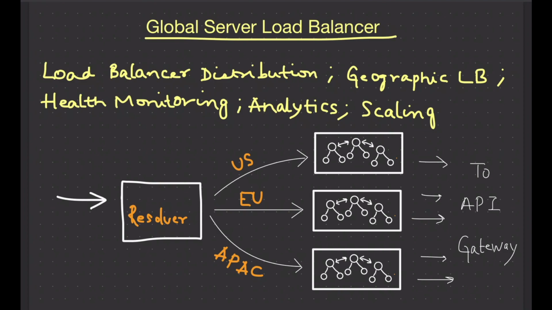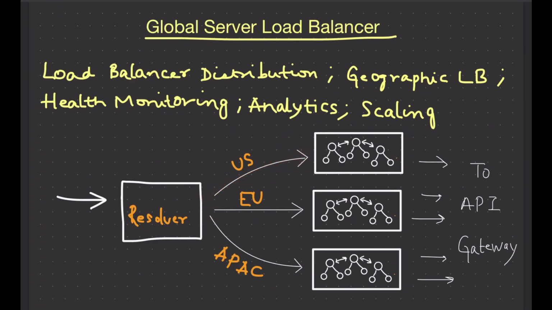Our GSLB is responsible for load balancer distribution, and as I said, it's a geographical load balancer which would route requests to the nearest data center, and it is also responsible for health monitoring and for analytics, and it can also scale up and down as per the needs. Suppose we have a request coming in in this fashion. It's going to first hit the resolver. The resolver will just send it to the nearest data center which our service is running in, and this can be configured, right?